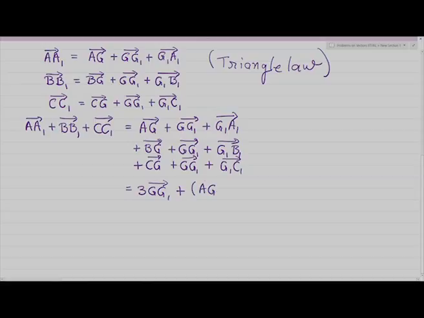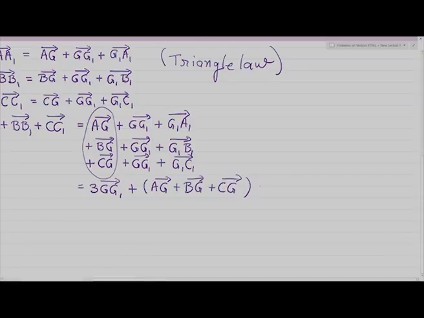So, it is AG bar. So, let us take these three terms together, plus BG bar plus CG bar. So, these are the terms of the first triangle plus, let us take these three terms, G1A1 bar plus G1B1 bar plus G1C1 bar. Okay. So, these are the terms of the second triangle.